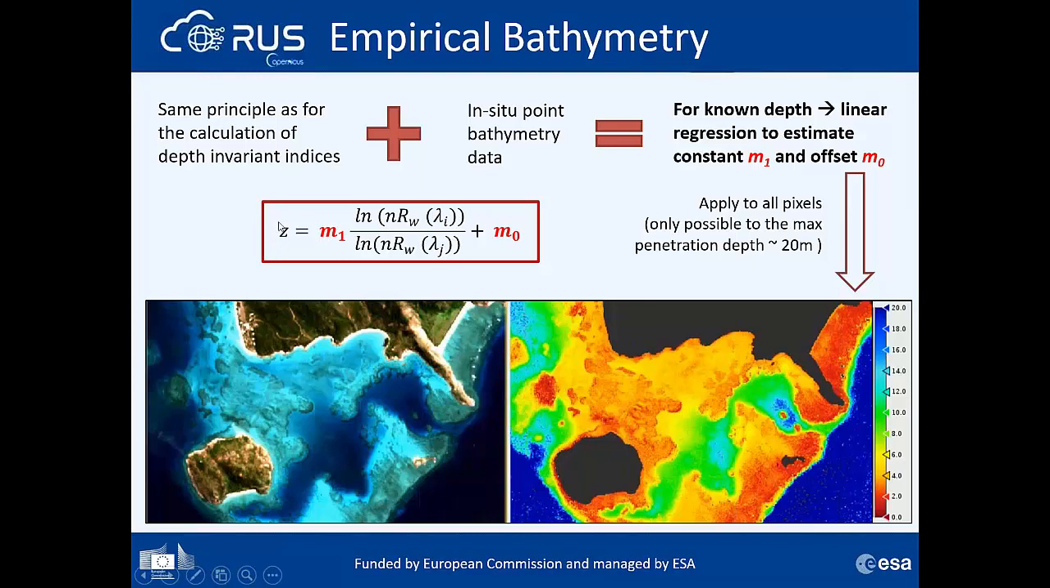And to calculate, so we have a known depth, we use this equation of the linearization of the change of attenuation with depth for each band. So these are the two bands that we select. Then we calculate the ratio, and we can estimate these two parameters with a known depth. And then when we want to calculate the depth for all the other pixels or points for which we do not know what the depth is, we can use these to calculate the unknown depth.